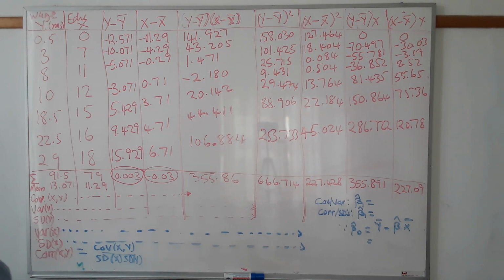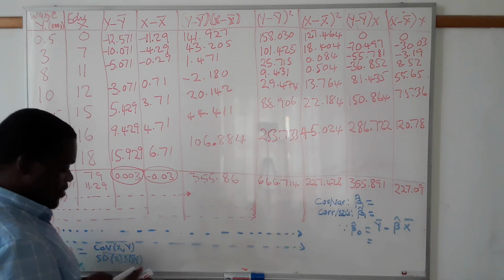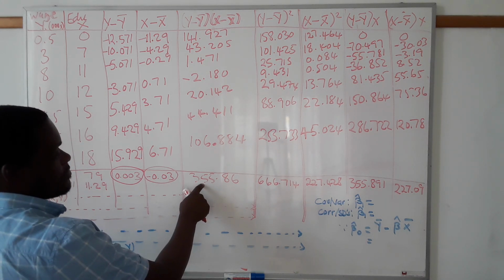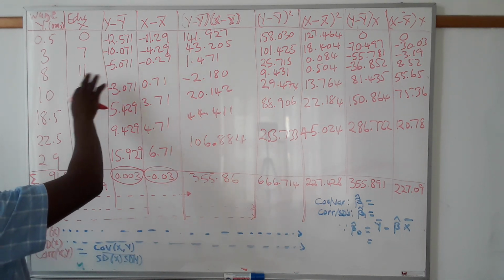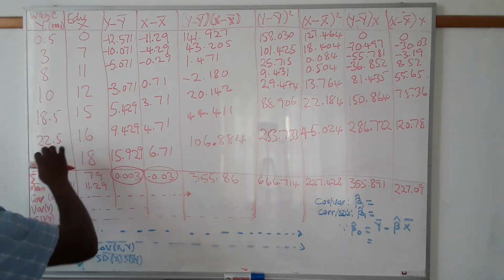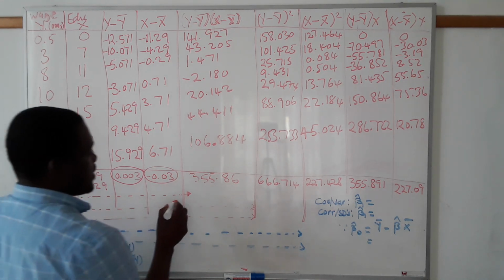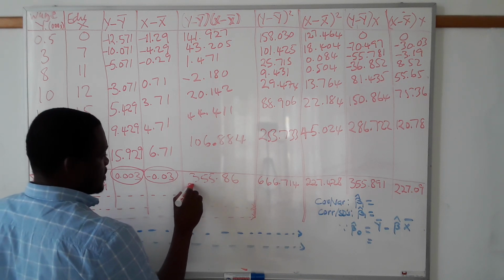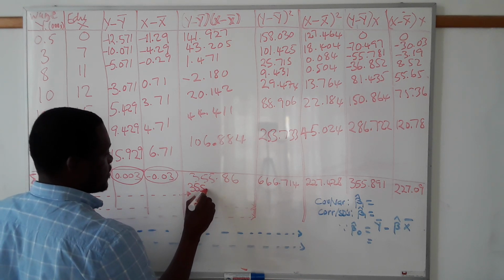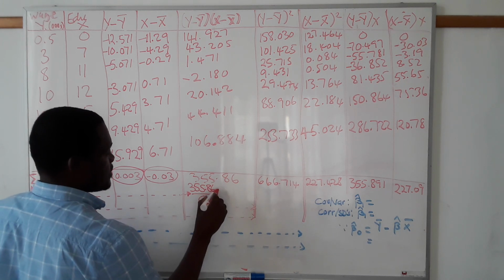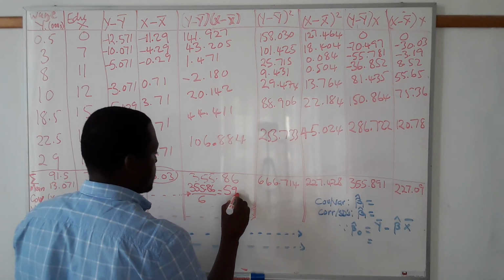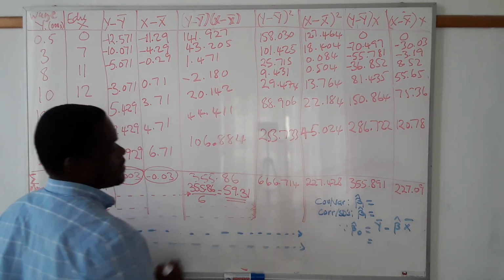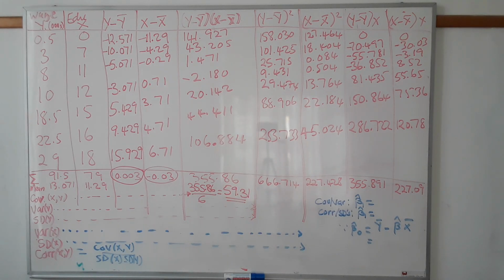Okay? So now let's calculate the covariance. Our covariance requires us to divide this number by degrees of freedom. We used this data to calculate the mean. So we have 1, 2, 3, 4, 5, 6, 7 people. We subtract 1. So our covariance is actually 355.86 over 6. And we should get 59.31. It's our covariance. Okay?